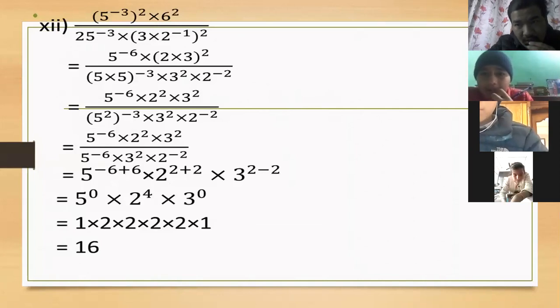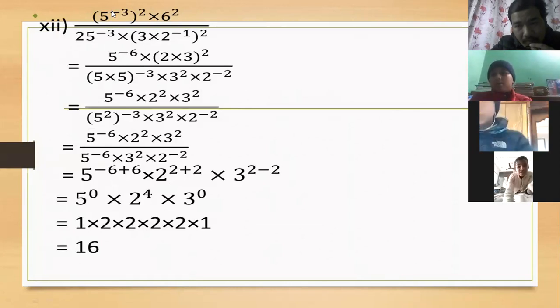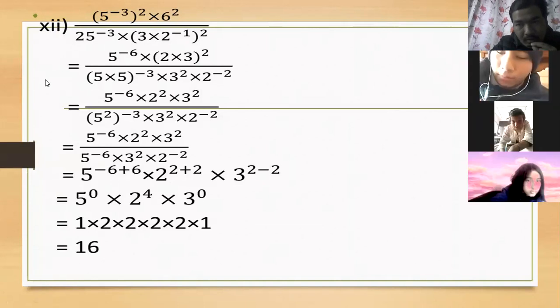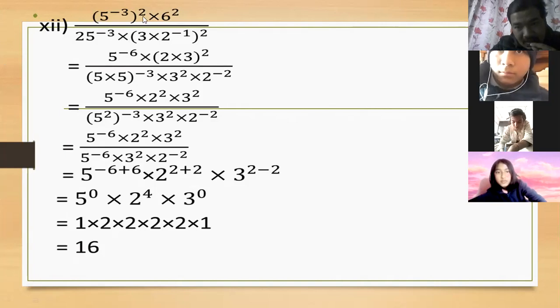This 12 number also note down. Sir, I haven't done it. I have also not done. Okay, I will show you that again. First of all, write down this XII, 12 one. I will show you that. Okay, again. This power minus 3 and the outside power will be multiplied.